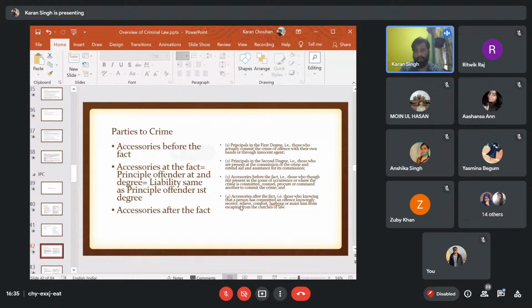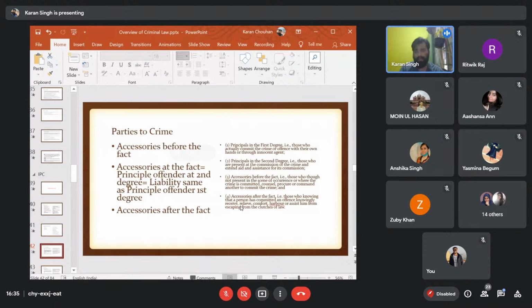Now let's not go too much in depth with regards to abatement because it's a very complex topic. But for the purpose of our examination, just understand, if you instigate someone to do a particular act, or even to illegally omit something, someone who is legally bound to do something and you stop that person from doing that thing, then also it is an abatement. So you will be held liable.